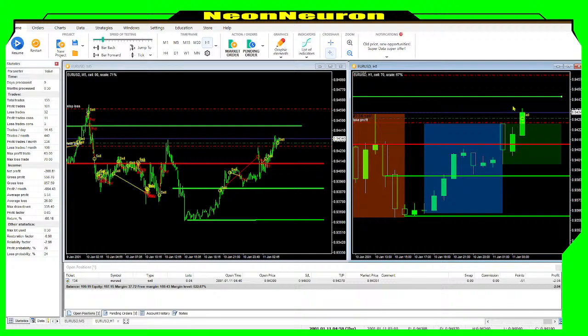So I'm in this sell. We have a huge green candle. Price most likely will come up to here. So the question is, what am I going to do now? Am I going to hold and wait, or am I going to close and then reset?